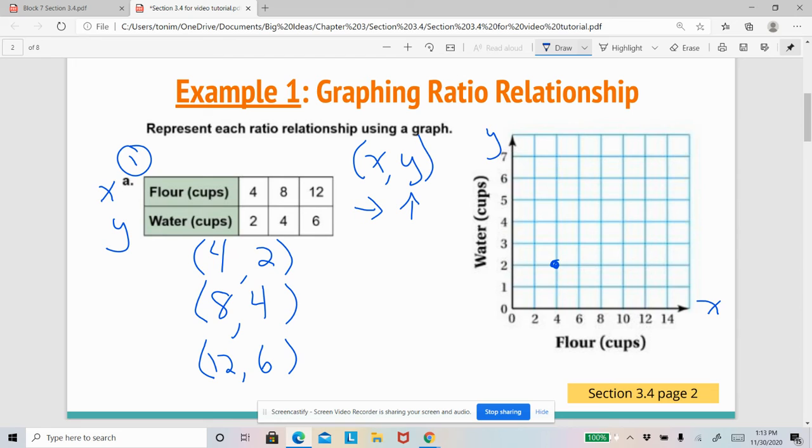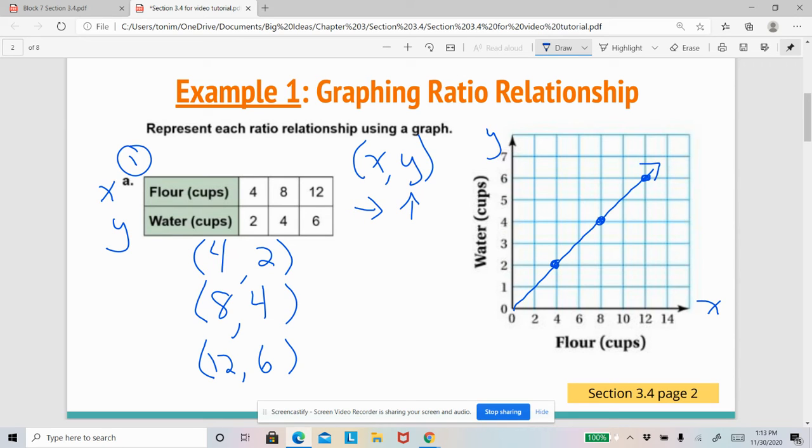The next one is (8, 4). So you start at 0 again, go to the 8, and then go up 4. And there's your dot. For the last one, you start at 0, go to the right 12, and then up 6. And then there's your dot. What's great is you can see that these three coordinates line up very nicely with 0. And that's a good thing.